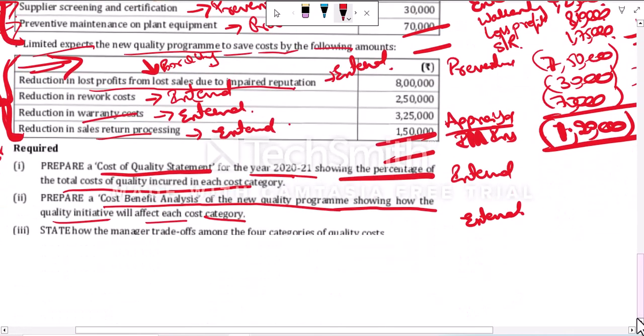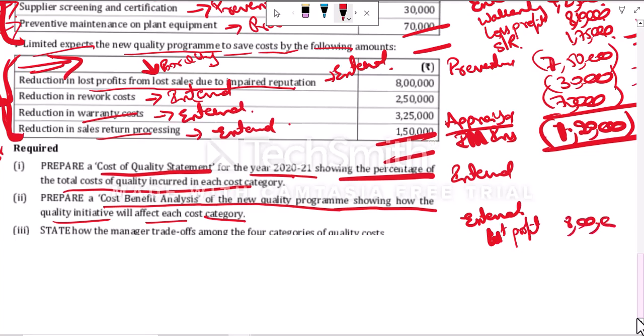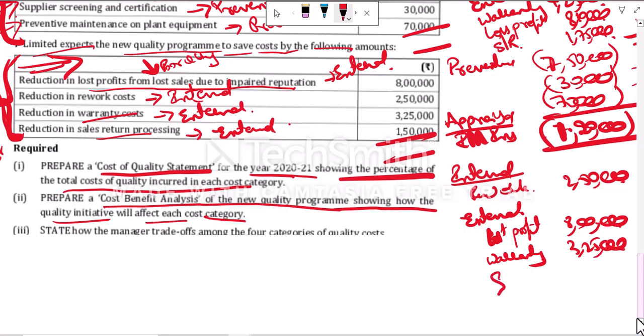Okay, reduction in lost profit from lost sales due to impaired reputation, external failure, lost profit. We have a benefit of 8 lakhs. 8 lakhs got reduced, no? That's what. Rework cost, reduction in rework cost is internal failure, 2,50,000. Reduction in warranty cost, 3,25,000. And sales returns, 1,50,000.